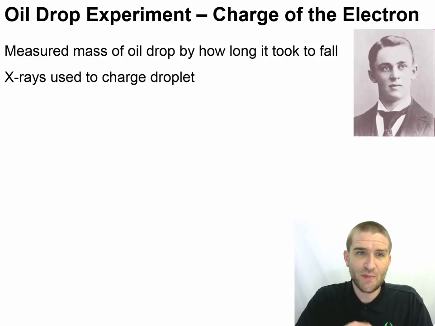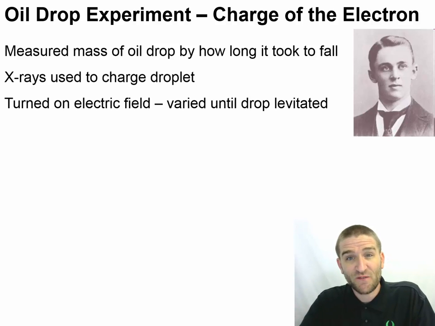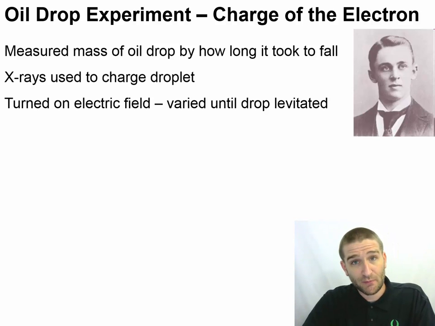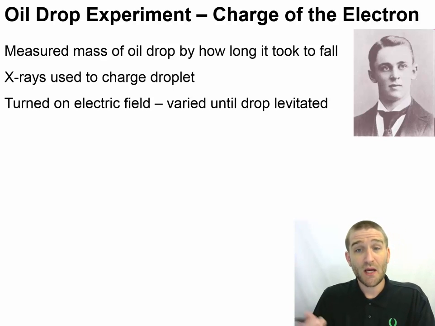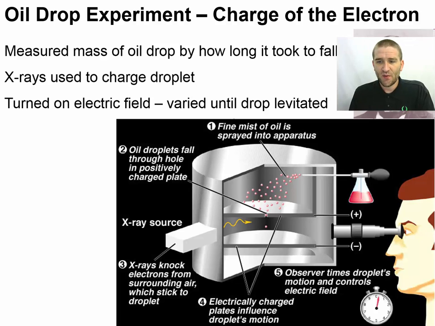Then he used some X-rays to create a charge on that droplet. Now that it's got a charge on it, he turned on an electric field inside of this chamber until he was able to get that one drop to levitate and hold stationary against gravity. So if you know the mass of the oil drop, you know the gravitational force on it too. As a result, you know how much force you're pushing against with it, and from that you can determine the charge on that electron.